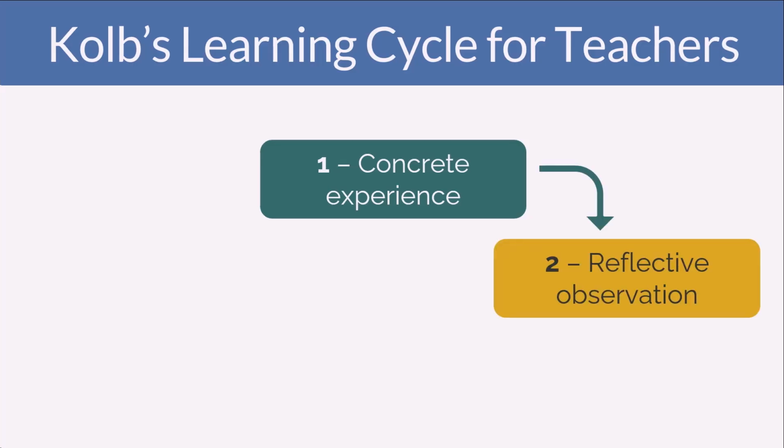The second step is called reflective observation. This simply means that you reflect on the experience. After you teach a training session or a lecture, you then reflect on what you did and ask yourself what worked and what didn't work so well. For example, you notice that students seem to enjoy most of the group activities you asked them to do. However, there was one activity with which they did not seem to engage fully.